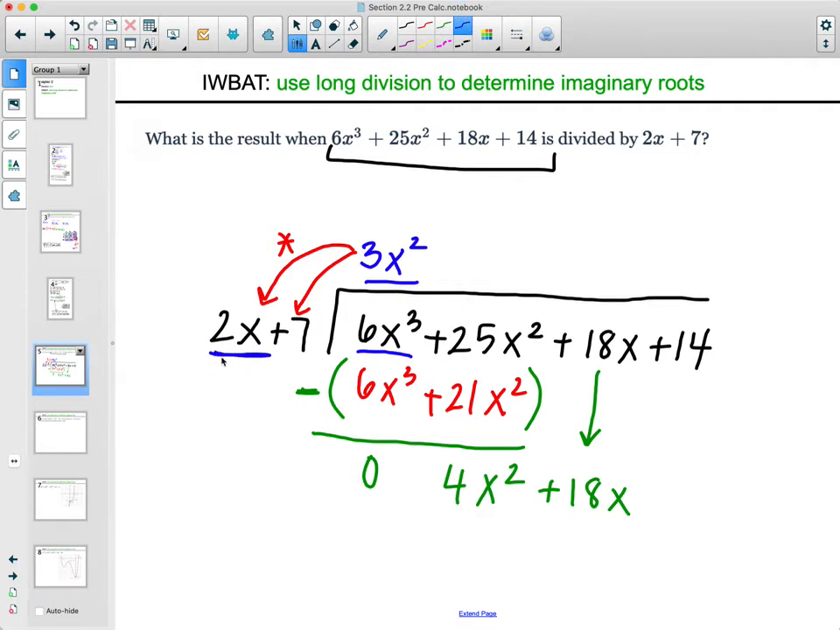So now we're going to figure out what times 2x gives me 4x squared. So 2 times what gives me 4? Well, that's a positive 2. What times x gives me x squared? That's x. Then you're going to take and multiply this by both of these terms. Okay, so we're going to do 2x times 2x, which is 4x squared. Then 2x times 7 gives you 14x.